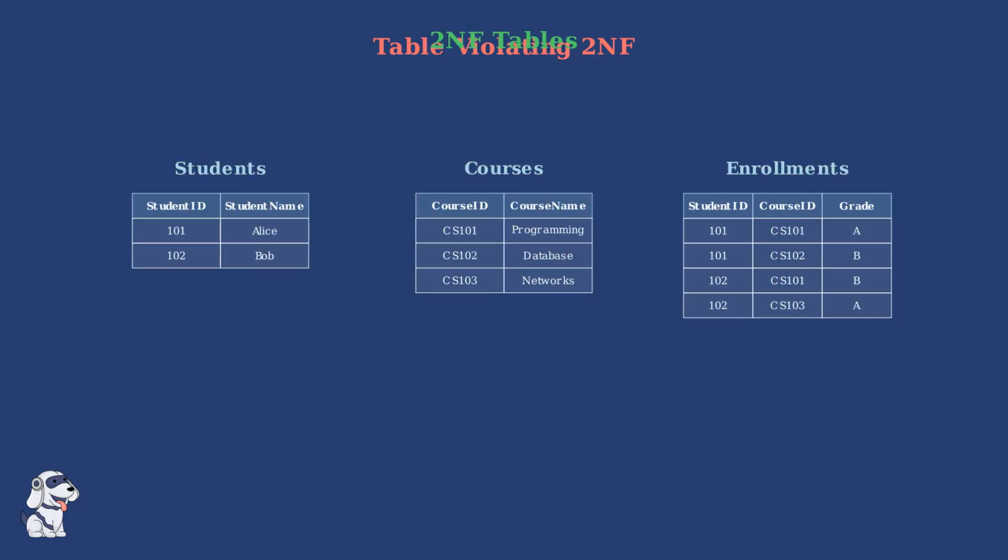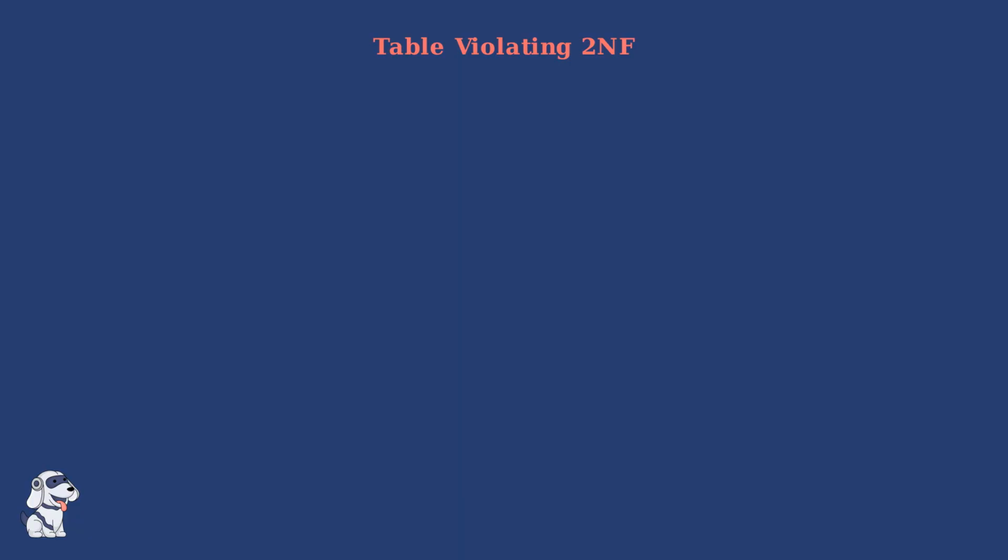The students table contains student ID and student name, where student name is fully dependent on student ID. The courses table contains course ID and course name, where course name is fully dependent on course ID. The enrollments table maintains the many-to-many relationship with grade fully dependent on both student ID and course ID.